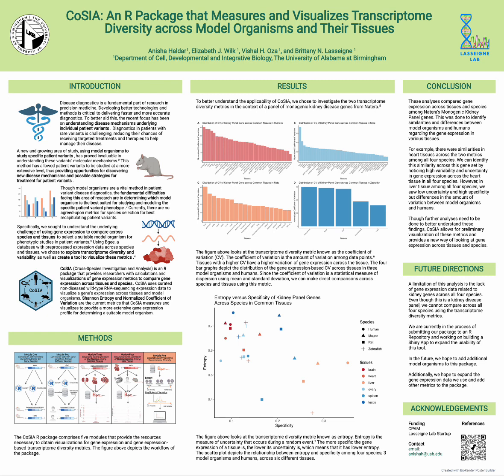I want to note a limitation of this analysis. Since kidney gene expression in zebrafish is not present through Bgee, that tissue was not analyzed in the transcriptome diversity analysis, even though this was a kidney disease panel. Though further analysis needs to be done to understand these findings better, CoSIA allows for preliminary visualizations of these metrics and provides a new way of looking at gene expression across tissues and species.